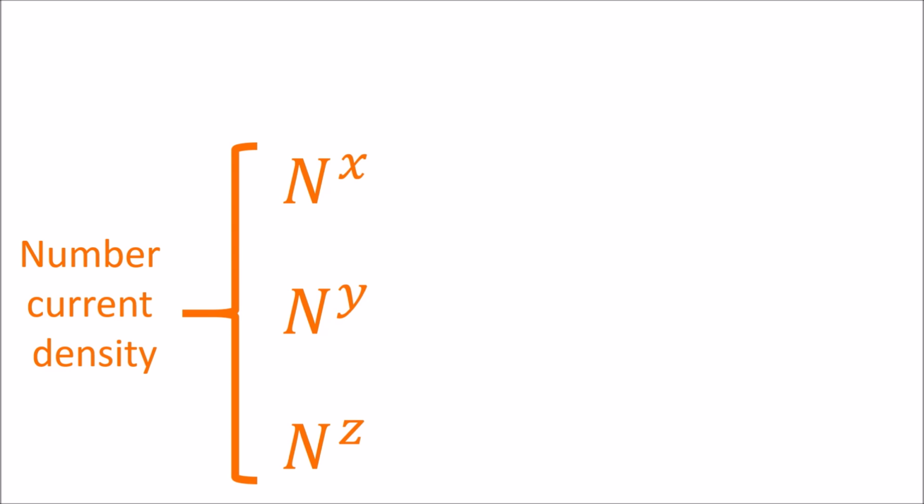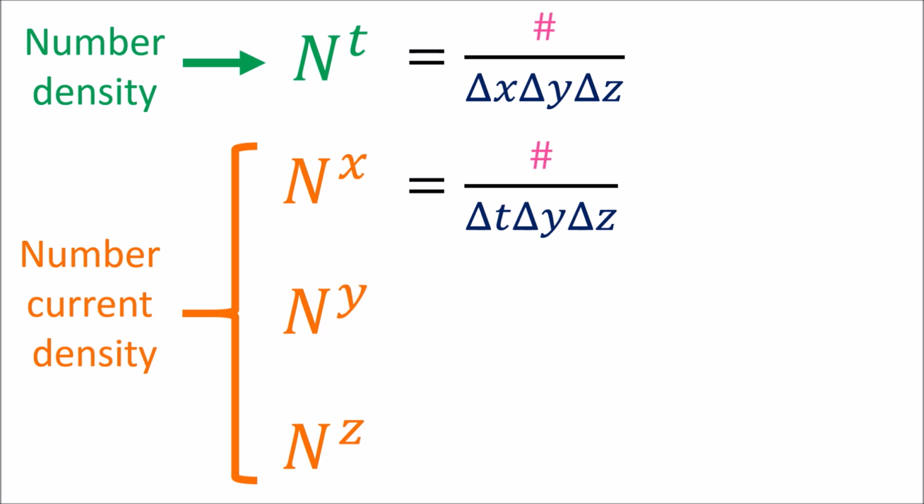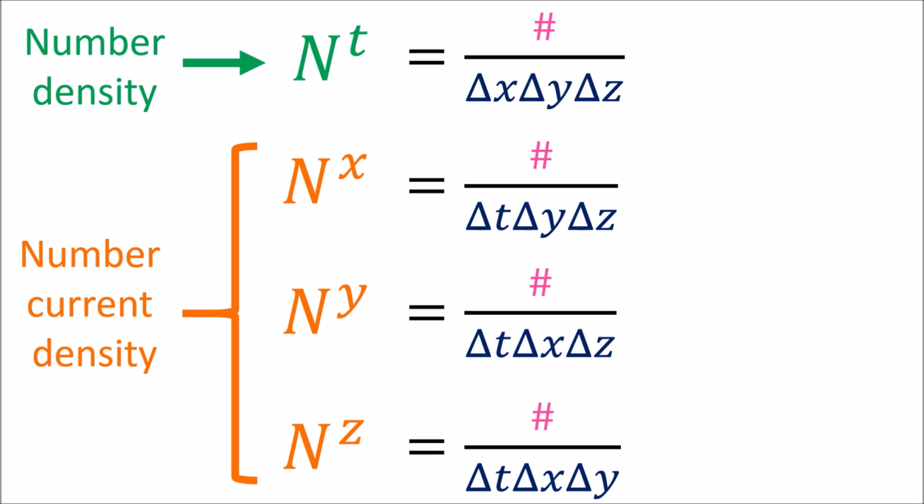So at first glance, it seems like the 3 possible number current densities in the xyz directions are fundamentally different than the number density we measure over 3D space, at some constant time. But geometrically, these 4 concepts are all just different versions of the same thing. For spatial number density, we just count the number of particles per unit xyz cube at a constant time. For x number current density, we count the number of particles per time yz unit cube. And for y and z number current densities, we count the number of particles per time xz unit cube and time xy unit cube.